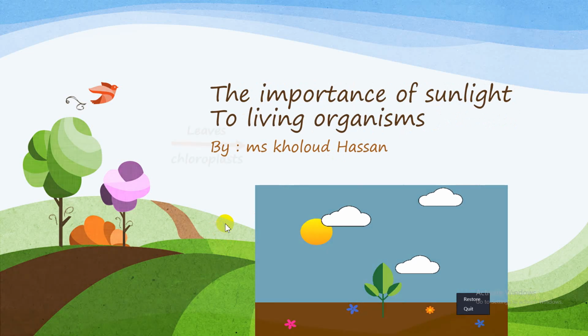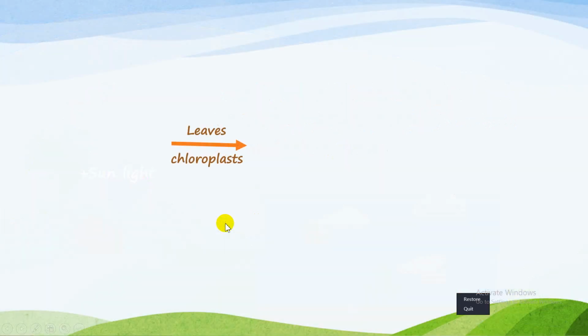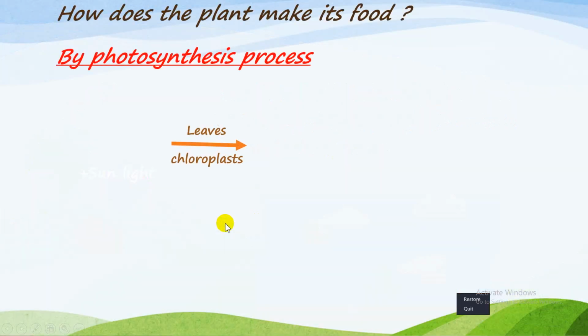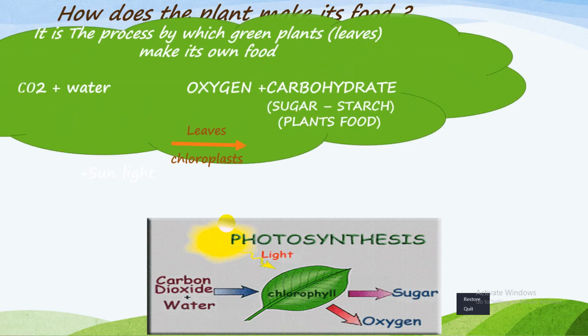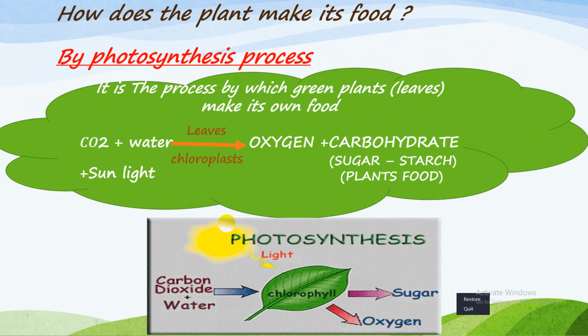So we talked about the cell, what the meaning of the cell is, and what the types of the cell are, in lesson 3. Now in lesson 4, we will talk about the photosynthesis process. How does the plant make its own food? Plants can make their own food by the photosynthesis process.